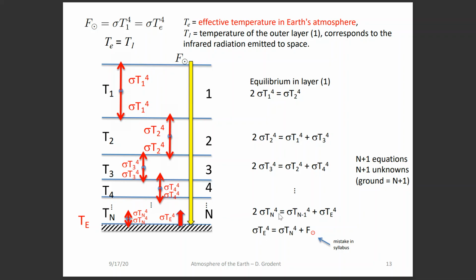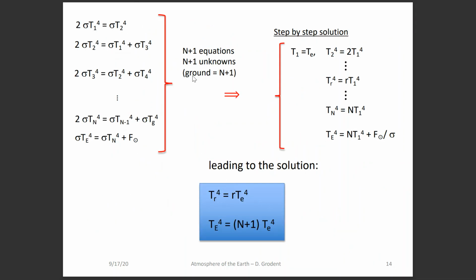And at the end, we can do it at the ground. So what is emitted? Sigma Te to the power 4, temperature of the Earth. What is received by the ground? Sigma Tn to the power 4, plus the sun contribution. N plus 1 equations, N plus 1 unknowns, it can be solved. The temperature T1 is equal to the emissive temperature of the Earth.